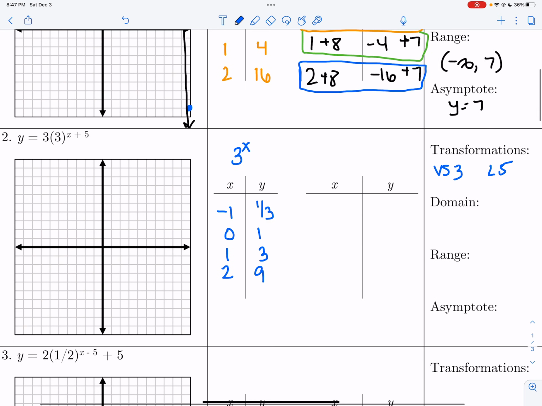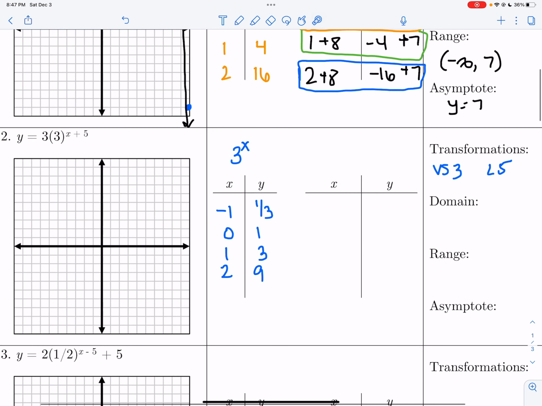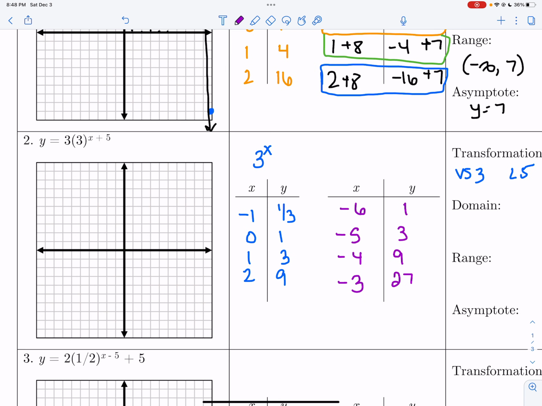x value. Since I have a vertical stretch of 3 right here, I know that my y value is going to be multiplied by 3. So 1/3 times 3 is 1, then 3, then 9, then 27. And then with my left 5, which affects my x values, I'm going to subtract 5. So minus 6, minus 5, minus 4, minus 3. And these 4 points are going to be your points that you will graph.